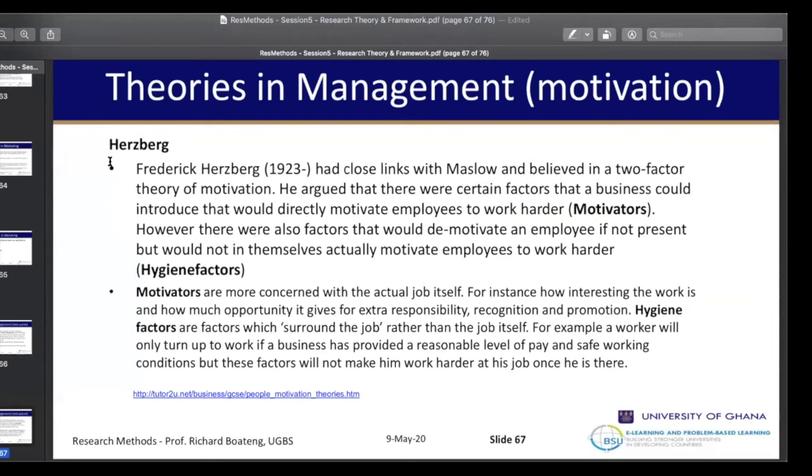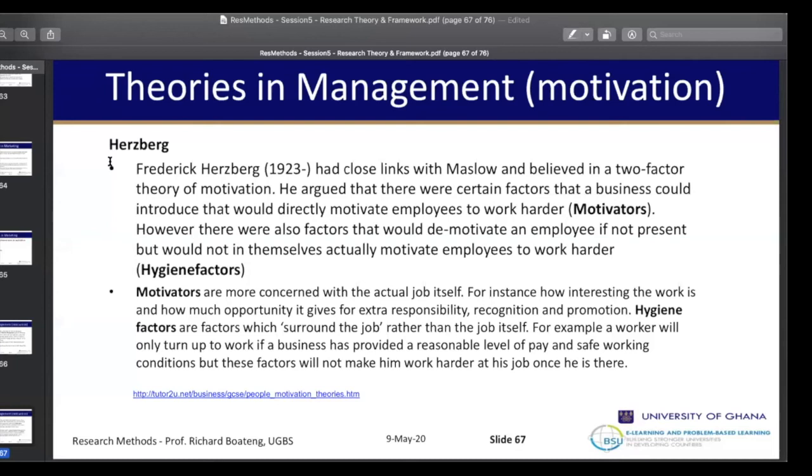So the motivation factors are more concerned about the job itself. For example, how interesting the work is, and how much opportunity is given for extra responsibility, recognition, and promotion. Hygiene factors are factors which surround the job itself. For example, a worker will only turn up to work if the business has provided a reasonable level of pay and safe working conditions. But these factors will not make him work harder. What will make him work harder are the motivators.